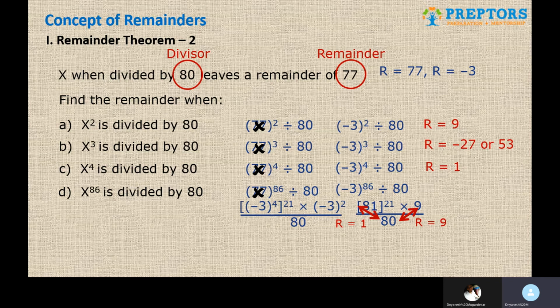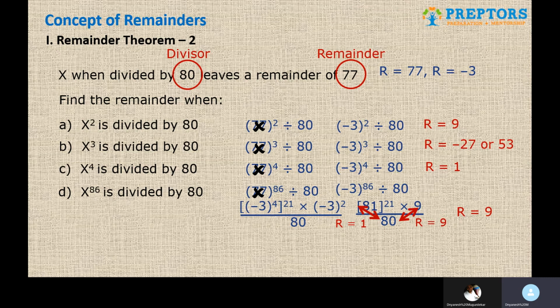As usual, same idea, replace the number by remainder. So in place of 81 we are going to replace 1. 1 raised to anything becomes 1. 1 divided by 80 gives you remainder 1 only. On the right side you get the remainder 9. In between there is a multiplication. 1 into 9, you get the answer as 9. The final answer is 9. So once you understand which power will give you the remainder plus 1 or minus 1, you easily can simplify these types of questions, no matter how complicated they seem to be.